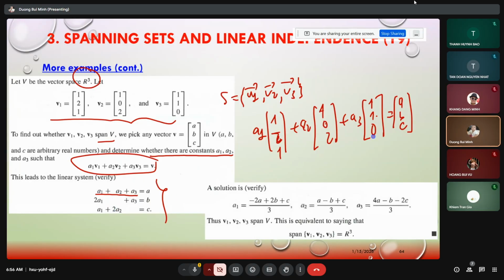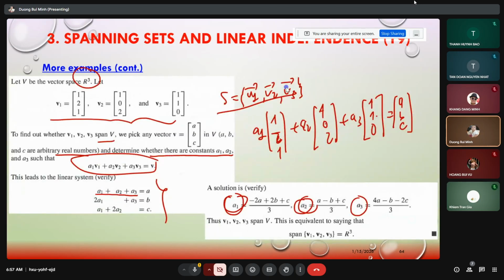Then we apply Gaussian elimination. You can get a1 is here, a2 is here, a3 is here. Since a, b, c are real numbers, a1 is also a real number, and a2, a3 the same. So we say that S is a spanning set of the vector space, right? Do you understand?